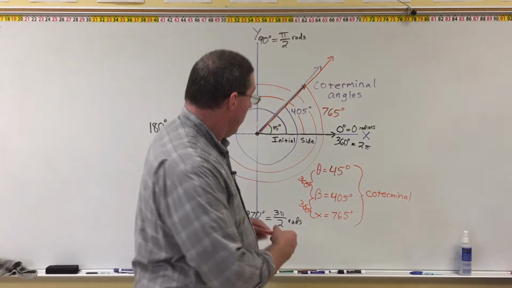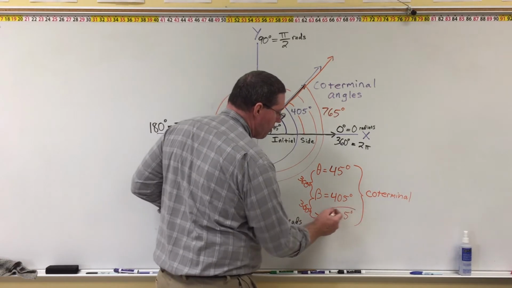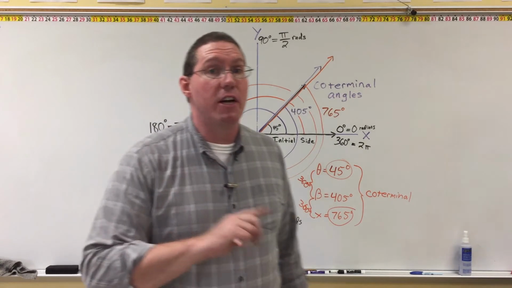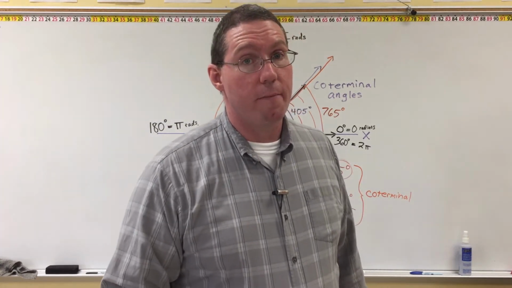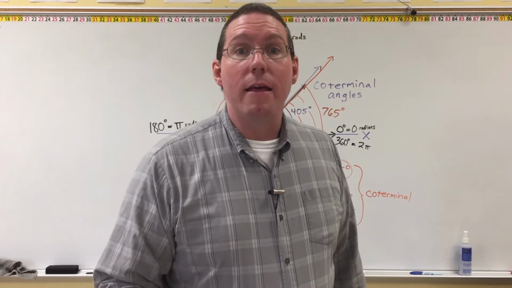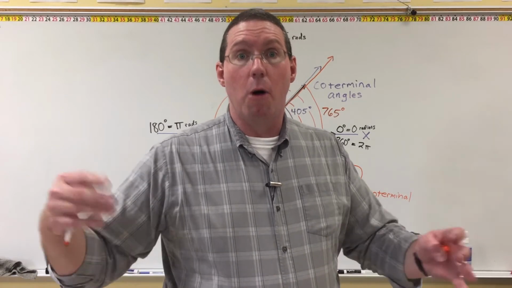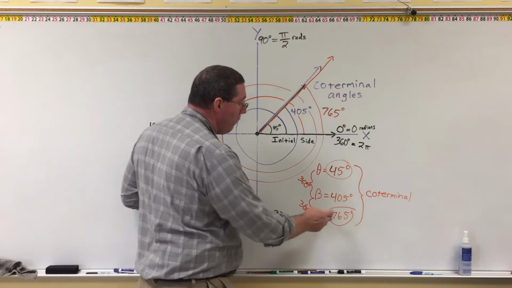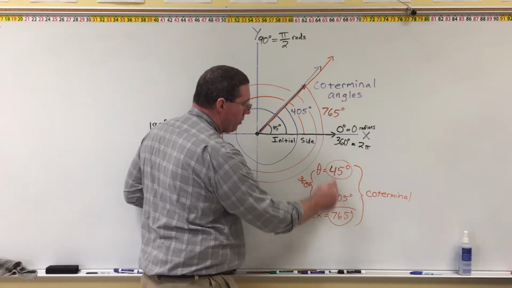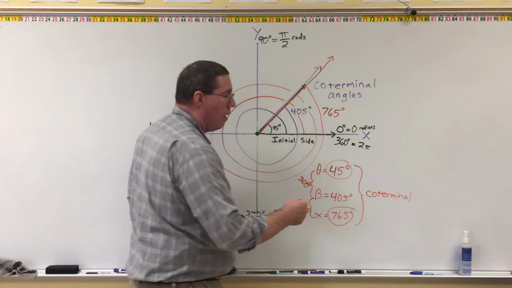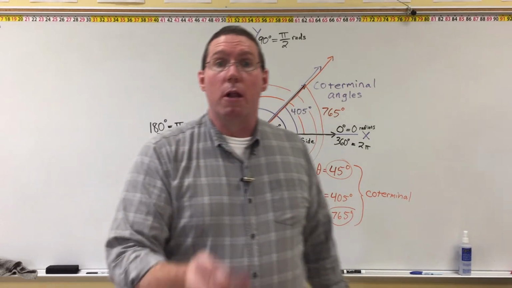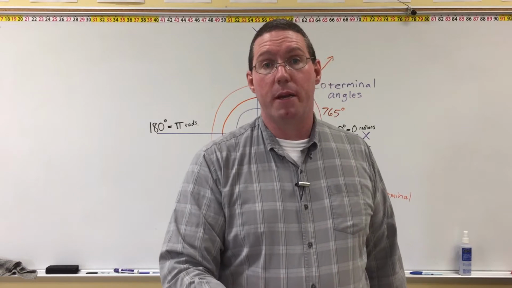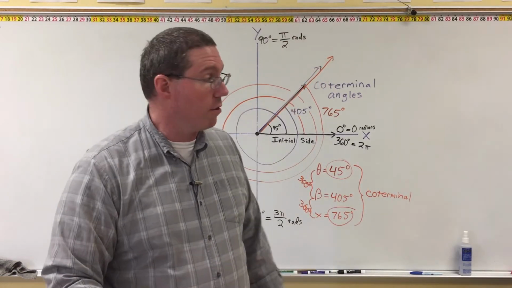Or, well, you might say, that's not true for 765 and 45. Right, they have a difference of 720 degrees. 720 is basically a multiple of 360. Okay, and so the differences between all coterminal angles are multiples of 360 degrees, and I'll show you why that matters in just a few minutes when we answer some specific questions.